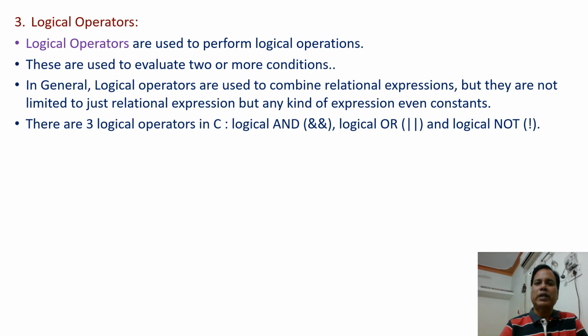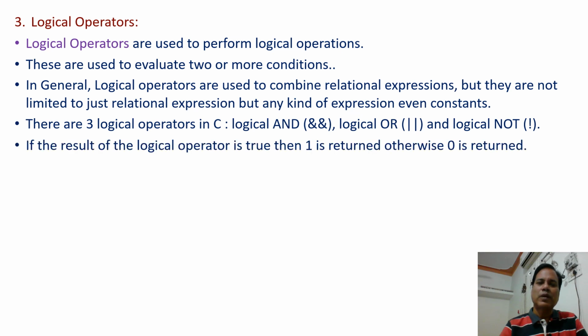There are three logical operators in C: logical AND, indicated by the double ampersand sign, logical OR, indicated by the double pipe sign, and logical NOT. If the result of a logical operator is true, then 1 is returned, otherwise 0 is returned.